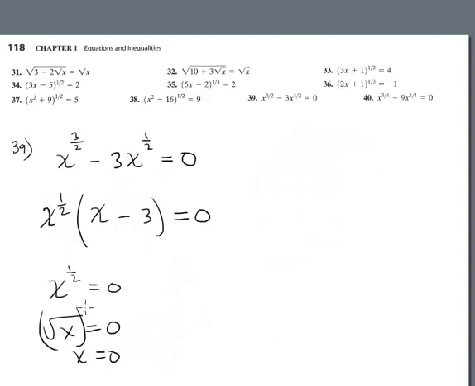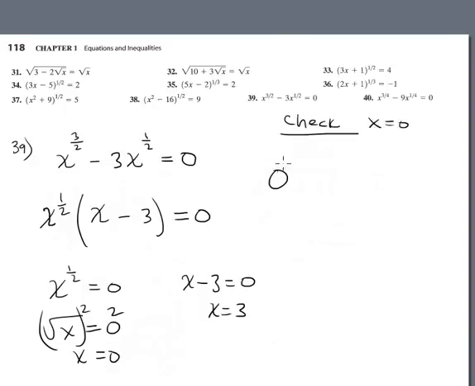You square both sides, no? And 0 squared is 0. And likewise, another solution is x minus 3 equals 0, x equals 3. Let's check the solutions. Check. Checking for x equals 0. 0 raised to any power minus 3 times 0 to any power is equal to 0. So because 0 equals 0, the solution is perfect.